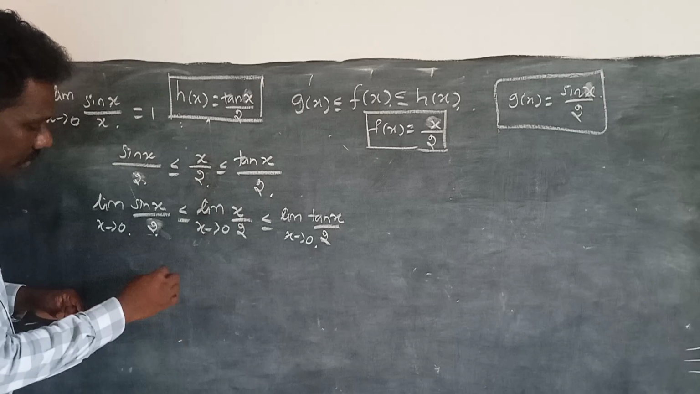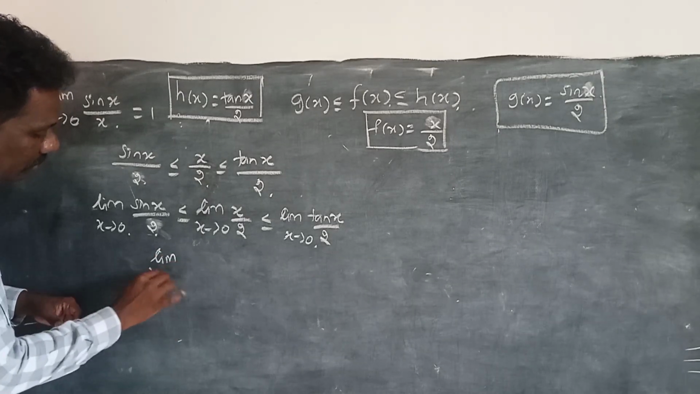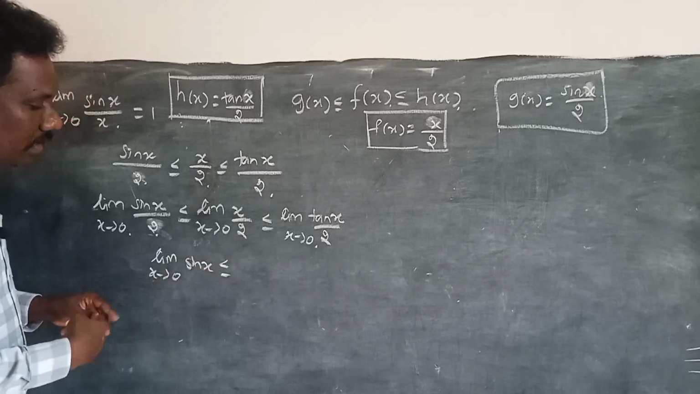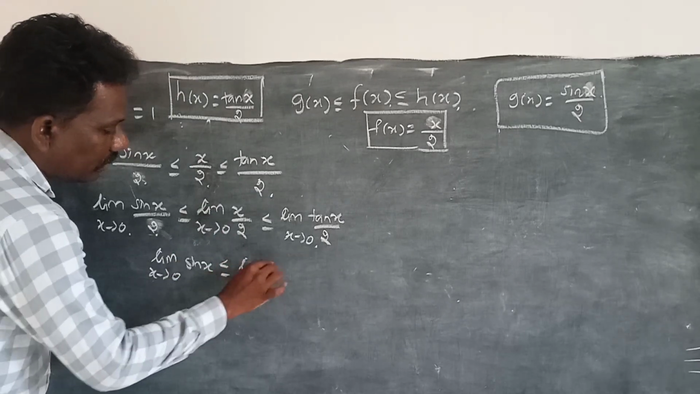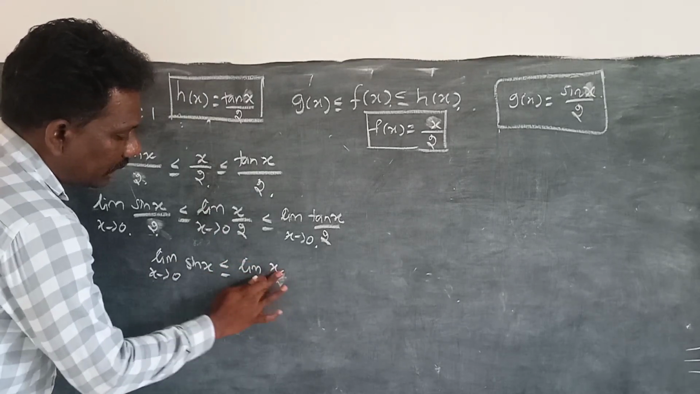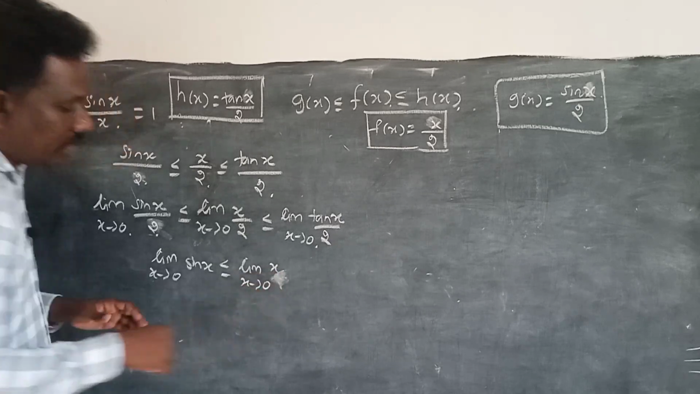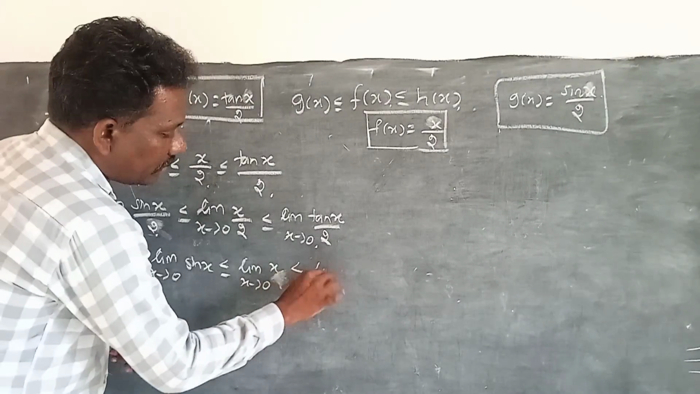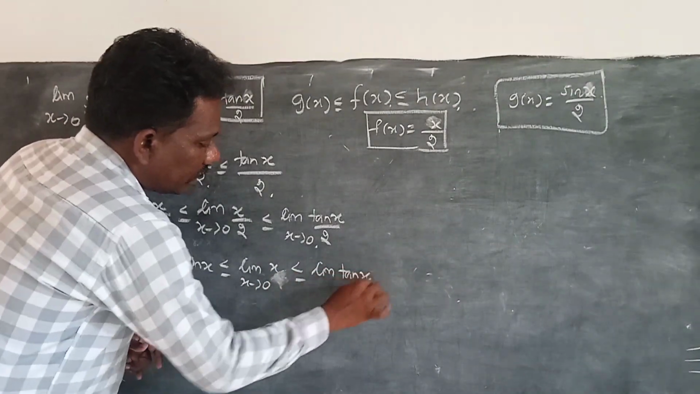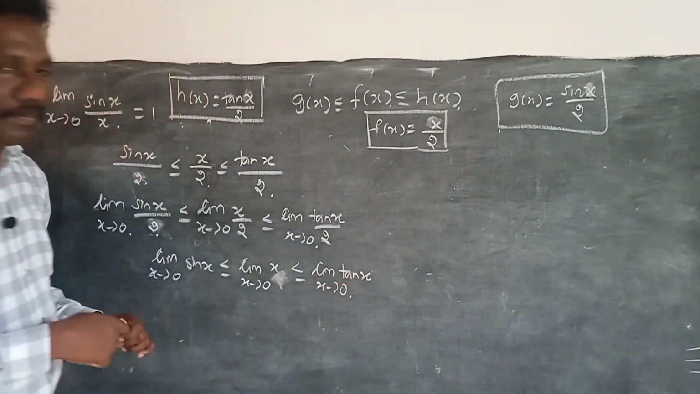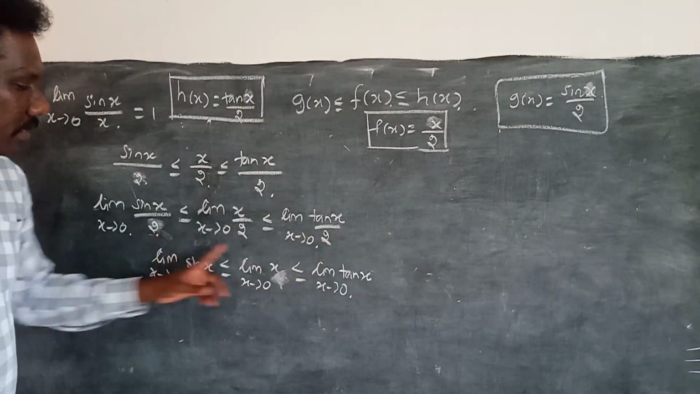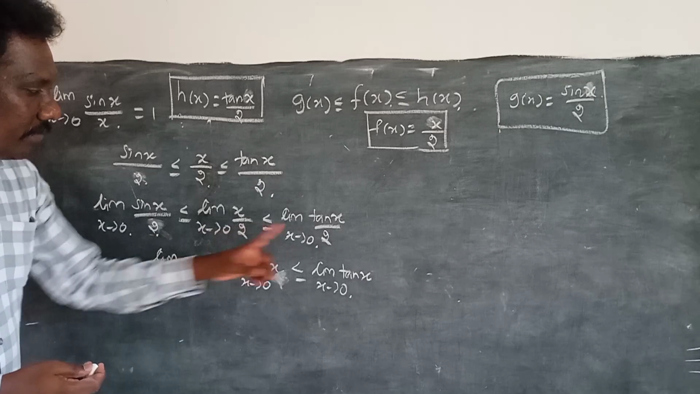Okay. So what is remaining is the limit as x approaching 0 of sin x less than or equal to the limit of x as x approaching 0. And finally, what was left over here is the limit of tan x as x approaching 0. So I have cancelled out all the 2 since it is common in all the functions.